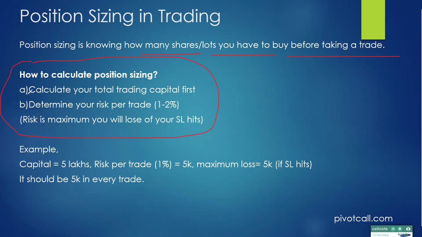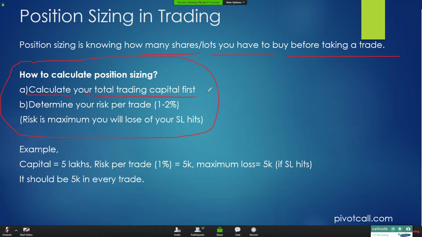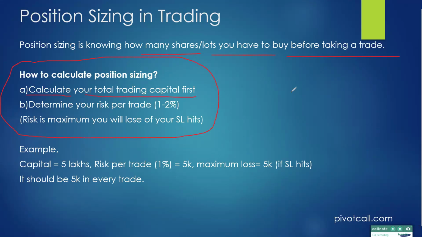For that, first you have to calculate your total trading capital. First decide what your trading capital is. It's 1 lakh, 2 lakh, 5 lakhs, whatever. Then determine your risk per trade. Your risk per trade should always be 1 to 2%. That means if your capital is 2 lakh and you enter day trading with it, whenever you lose, it should be only 1%, because stop loss is in your hand, right? Profit is not in your hand. Market will decide, market will give the profit, but stop loss you can control. That is the only thing in your hand.